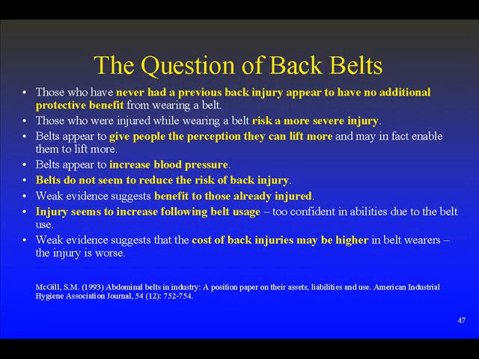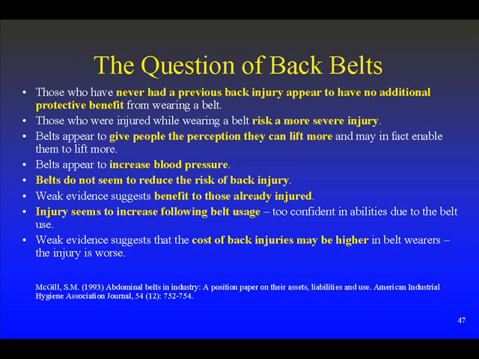I'm often asked about back belts. So quickly, here's the skinny on back belts. Number 1. There is no protective benefit if you've never hurt your back before. Number 2. Those who were injured while wearing a back belt sustained worse injury than if they otherwise did not wear a belt. Number 3.